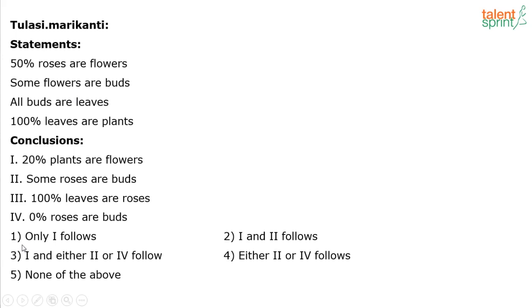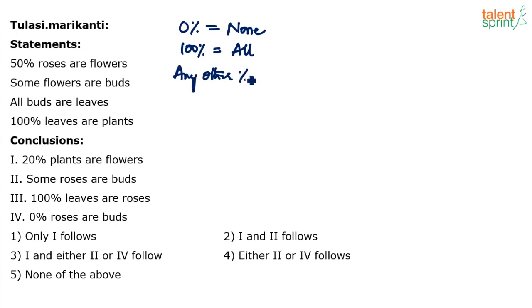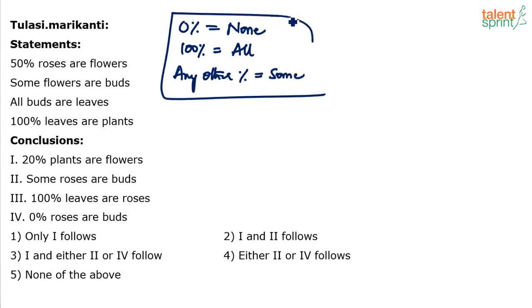Now you have to understand that percentages here are very easy to decipher. 50% roses are flowers. 50% is what? Some. Remember, any percentage between 0 and 100 can be treated as some. Just remember that 0% is equal to none or no, 100% is equal to all, and any other percentage can be taken as some. That's it. 0, 100 or any other percentage.